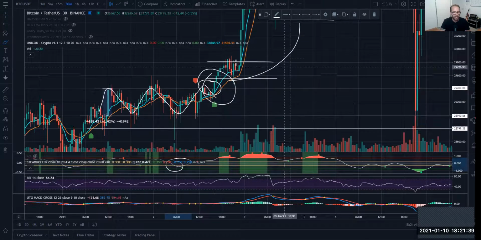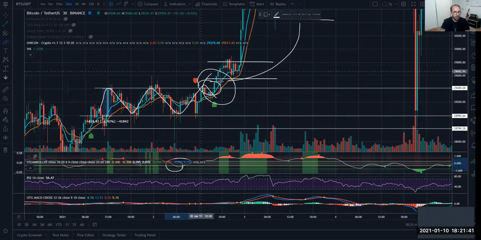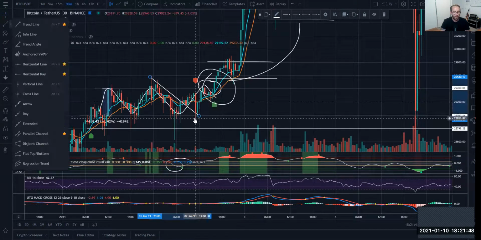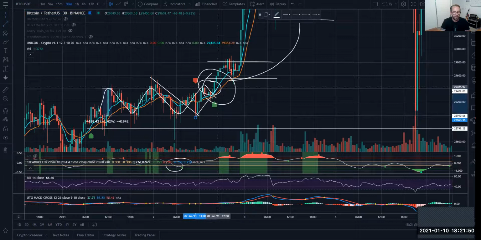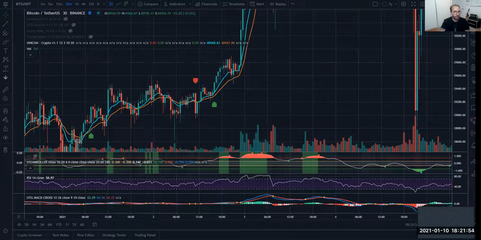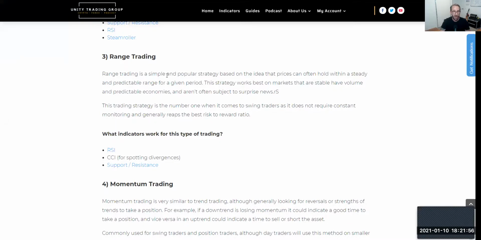You would just use your trend lines. You would use Steamroller. You would maybe be looking for breaks of particular trends, whether your trends are respected on the way up. Yes, they certainly are. So that's pretty cool for range trading. I do enjoy a good range trade.